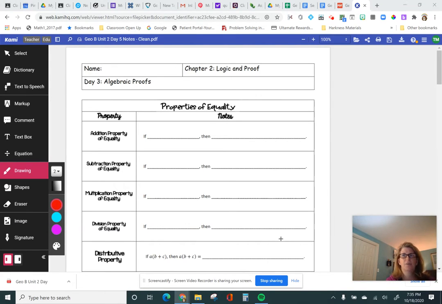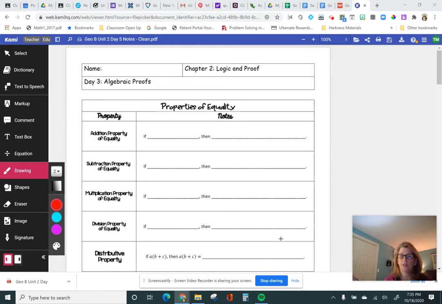All right, we are going to get started with the proofs, really getting into proving stuff at this point. We just finished our first quiz in Unit 2, when we were dealing with all kinds of statements, negating the statements, counterexamples, et cetera. Today, we're going to get into the properties of equality, and we're going to start proving things. But today, we're only going to be working with algebraic proofs.